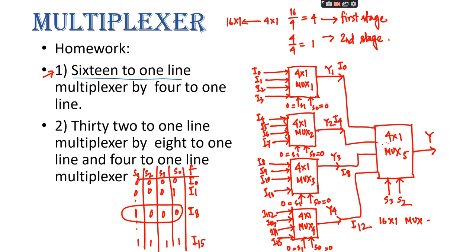Now, for this multiplexer, S3 and S2 are the control inputs. So what should be the value for S3? 1, and S2 is 0. So for this input, what should be the output of this multiplexer? The third one, right? So this third one is what? I8, right? In a similar way, I think you can also do a 32 to 1 line multiplexer using 8 to 1 line and 4 to 1 line multiplexers, right? So try this at home.